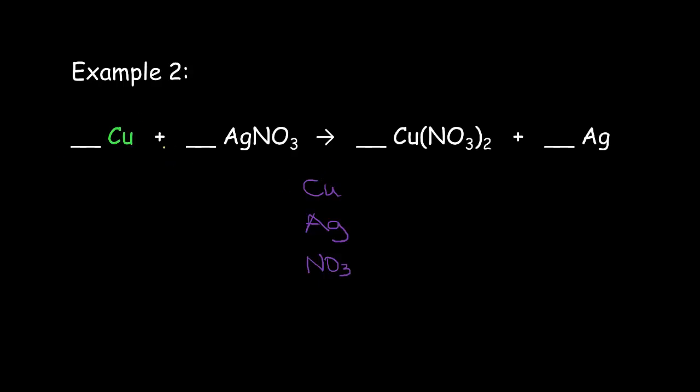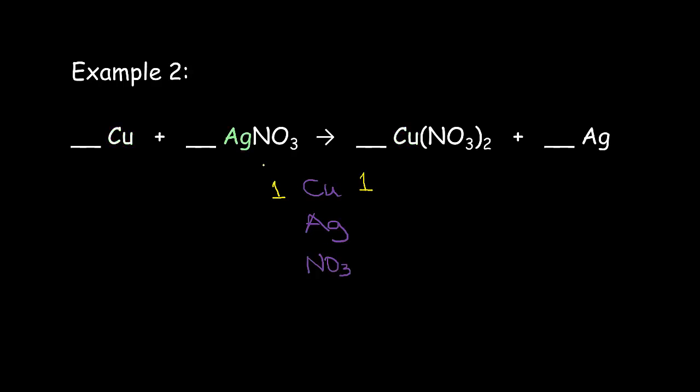Copper, on our reactant side, we have 1. On our product side, we have 1. This 2 right here is representing the NO3. It's saying that there are 2 NO3s. It's not representing the copper. There is an implied 1 subscript down here. So we have 1 copper.